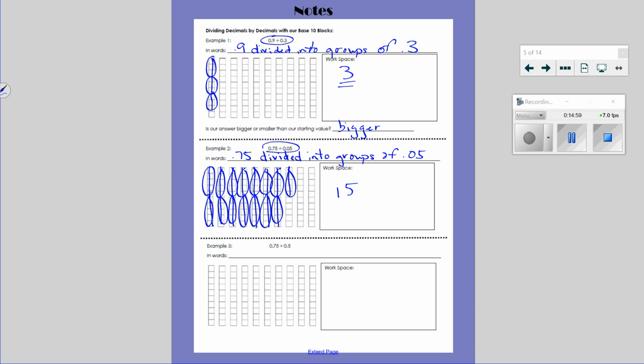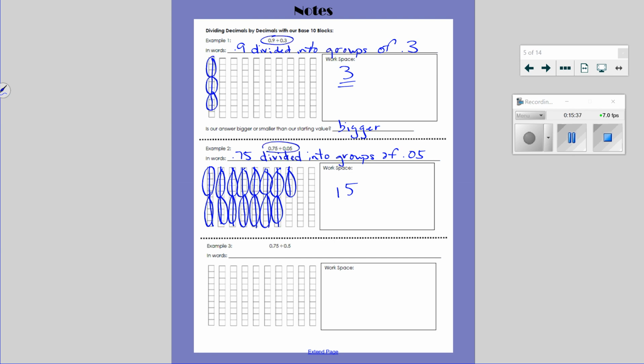Does that make sense? Can you see that there are 15 groups of 5 hundredths in 75 hundredths? Do you see that we did 75 hundredths? I did 7 full lines, which is 70, plus 5. That was 75. Then I said, okay, now I need groups of 5. So now I'm just doing every 5. I'm not circling. So there was one group, 2, 3, 4. See what we did? Till I got to 15. So there were 15 whole groups of 5 hundredths in that 75 hundredths.